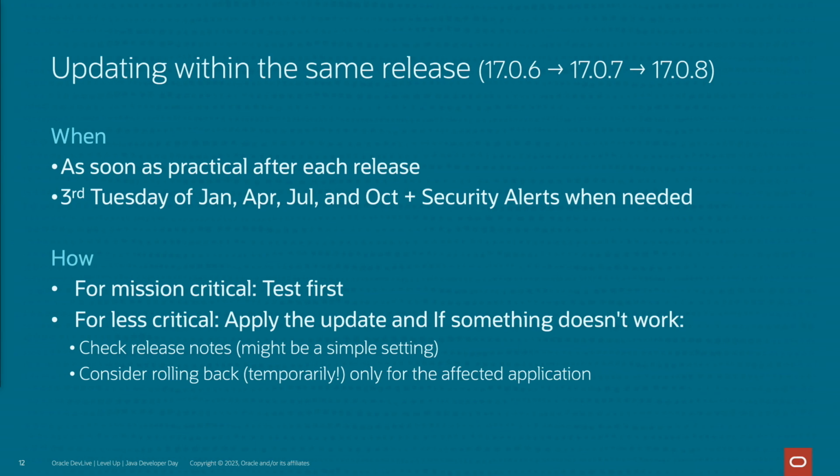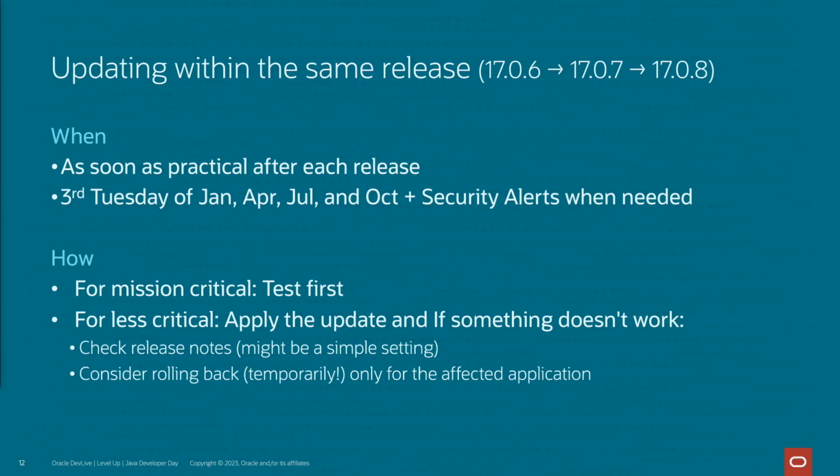Updating within the same release family, very low risk, right? It's going from 17.0.6 to 17.0.7 to 17.0.8. You really shouldn't spend much time thinking about this one. You should just apply the patch. In the vast majority of cases, it'll just work. So my recommendation is we produce a CPU, critical patch update. I know somebody else uses those acronyms for something else, but what do you want?